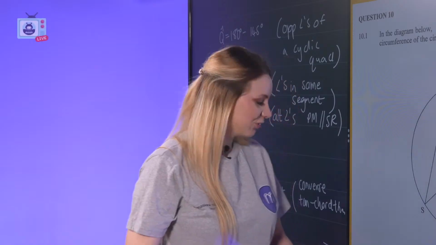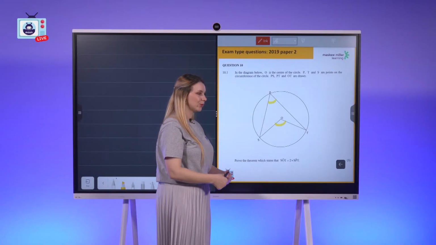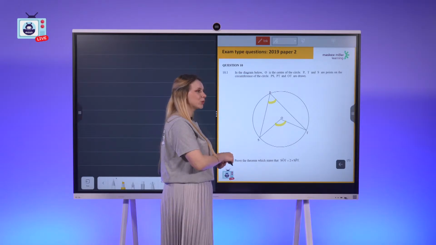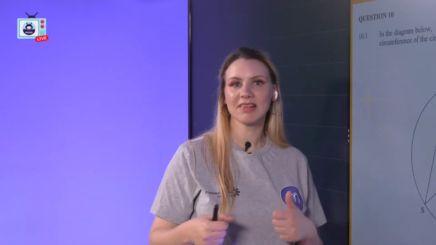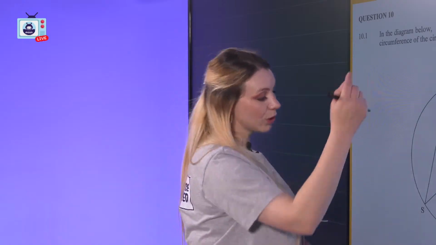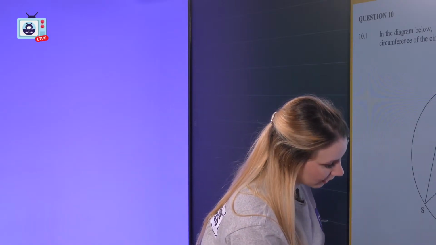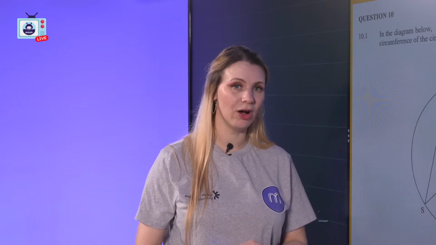All right, so this question we would say is a formal proof. Remember, this is very different to proving something is a tangent, or proving something is a cyclic quad. In this question, we are in fact proving a theorem. And there are 5 theorems that you need to know the proofs of, and this is one of them. Let's go through it together.